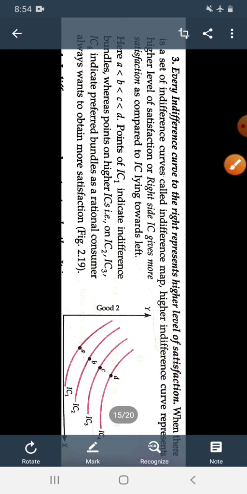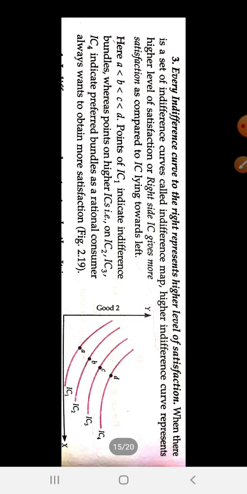That curve gives more satisfaction to the consumer, so the consumer will prefer the last indifference curve, and always wants to obtain more satisfaction, because the main motive and objective of the consumer is to earn more and more, so that he can always satisfy his wants. For that, the last IC curve gives the maximum satisfaction, so the consumer will prefer only the last IC curve, and on that curve the consumer attains maximum satisfaction.